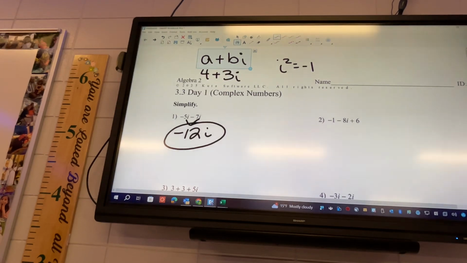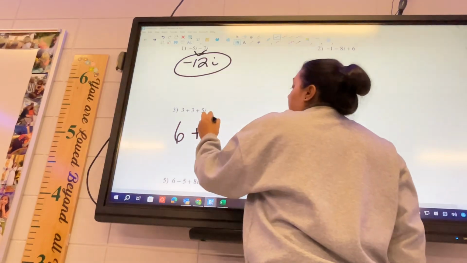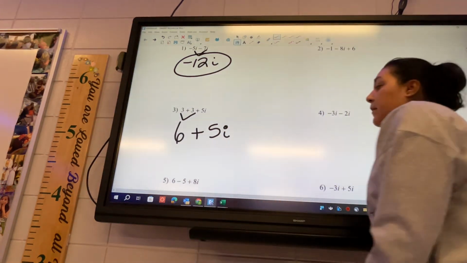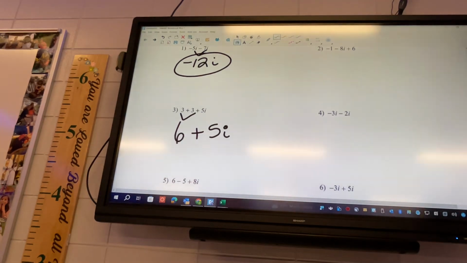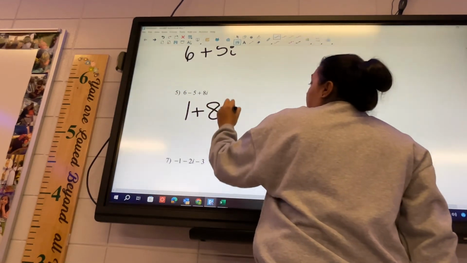So, if we look at number 3, who can get put together? 3 and 3. What is 3 plus 3? 6. Okay, so we're going to get 6 plus 5I. Isn't that the answer? Okay, look at number 5. Who can get put together? 5 and 6. So 6 minus 5? 1 plus 8I.